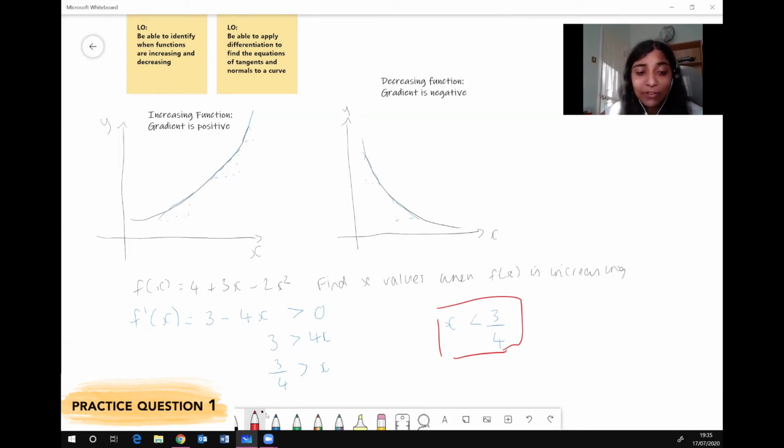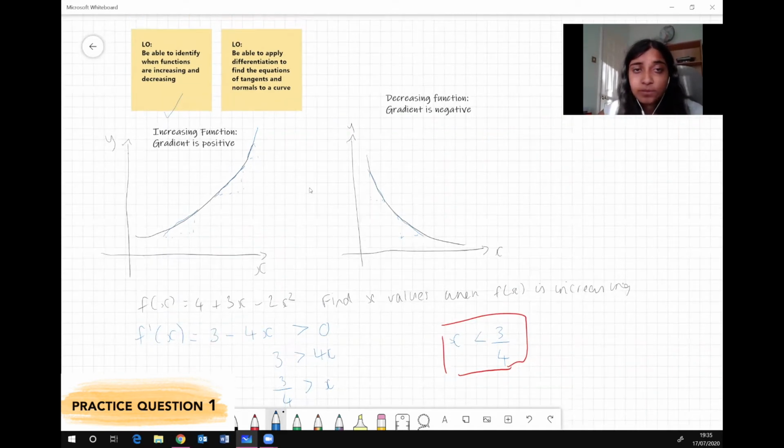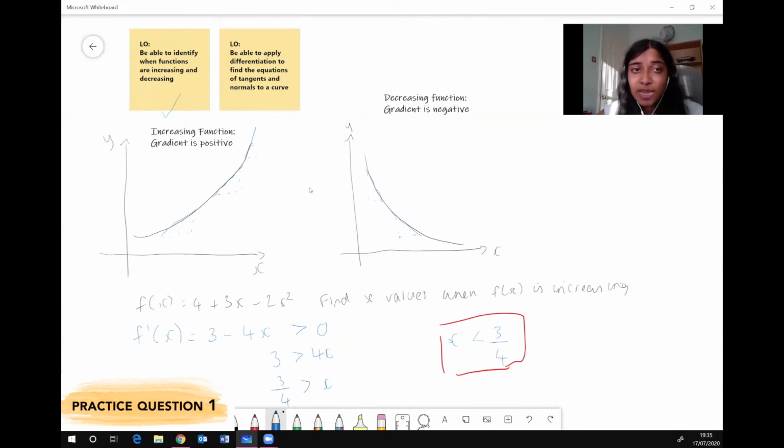So now that we've completed this first learning objective, let's move on to the second one, to be able to apply differentiation to find the equations of tangents and normals to a curve.